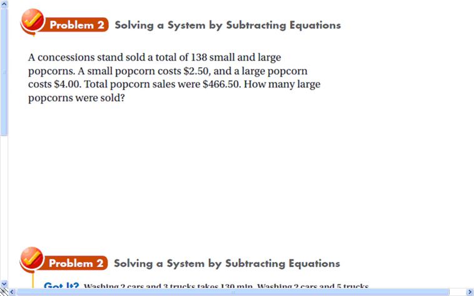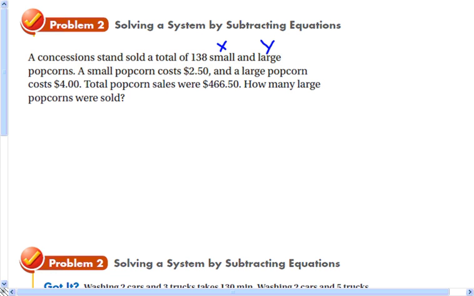All right. So we're going to use either addition or subtraction to solve this. A concession stand sold a total of 138 small and large popcorns. So let's let x be small and y be large popcorns. A small popcorn costs $2.50, a large popcorn costs $4. Total popcorn sales were $466.50. How many large popcorns were sold?